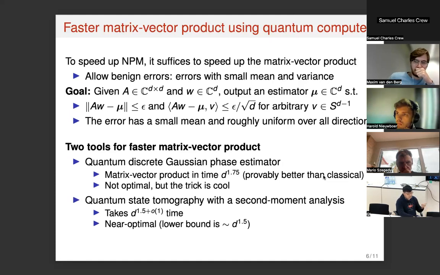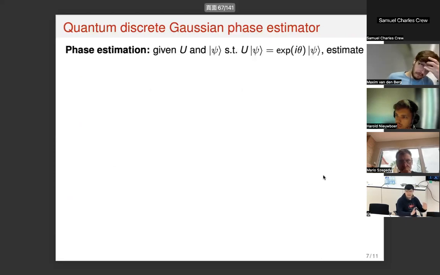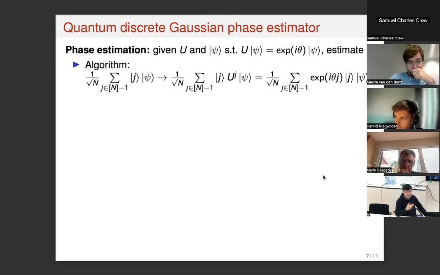And now I would like to introduce the first tool, the quantum discrete Gaussian phase estimator. Before I introduce that, I would like to quickly recall what phase estimation is. Phase estimation asks you to estimate the phase theta, given a unitary U and the corresponding eigenvector psi. The algorithm is something most people are quite familiar with: you start with a uniform superposition from zero to capital N. Then you apply the controlled U^j on the state, and you end up with a state like 1 over square root of N, with the corresponding phase on it.